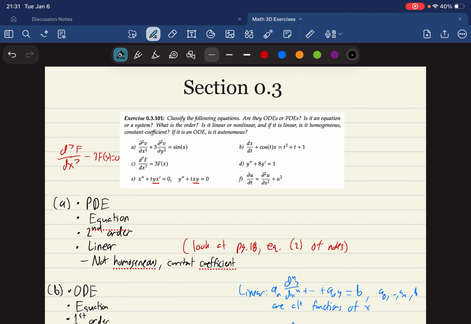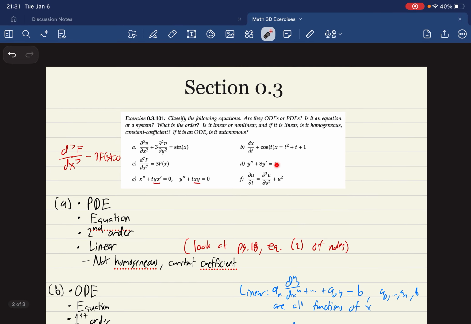And if it is an ODE, is it autonomous? Here, they don't define it in this book for a system, so we can't really answer whether this is autonomous or not. If you wanted to follow the intuition that I gave, where an ODE or system of ODEs is autonomous if it doesn't change over time, then this wouldn't be autonomous. But we don't define whether a system is autonomous or not in this book, so we leave that question unanswered.